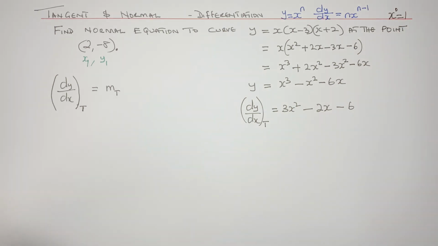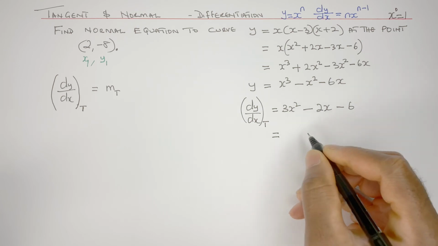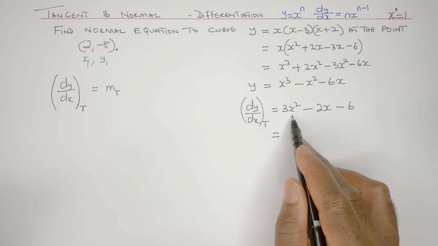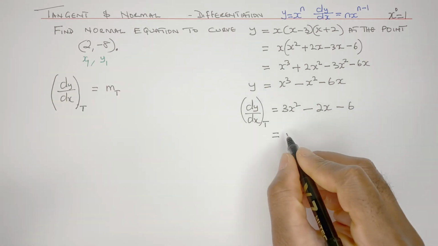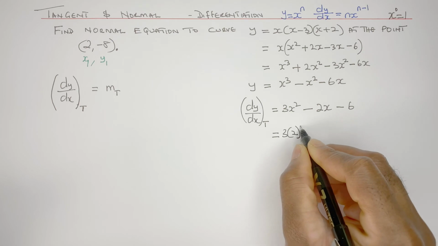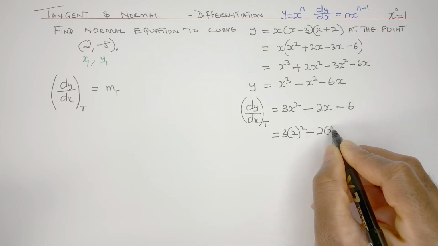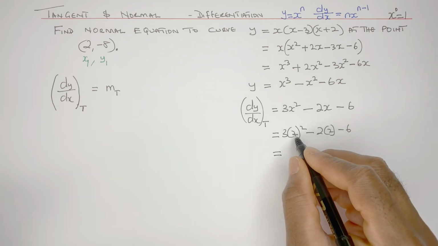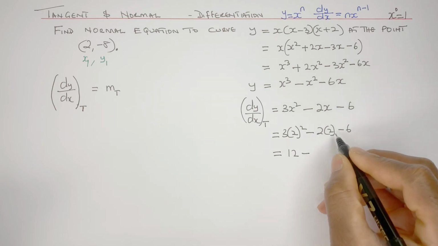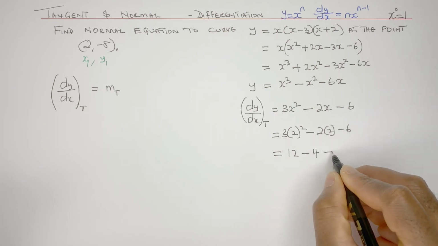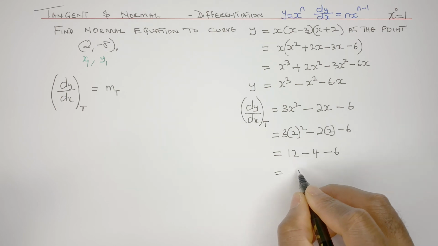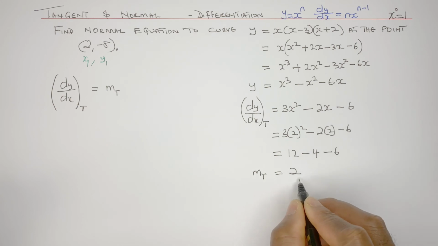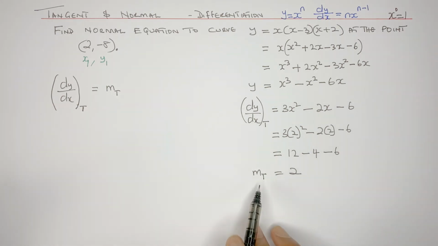So we now know the gradient, but we need the actual value of the gradient when x is 2, because these are x variables. So we're going to put a 2 there. So that would be 3 into bracket 2 squared, minus 2 into bracket 2, minus 6. 2 squared is 4 times 3, 12, minus 2 times 2 is 4, minus 6. So that would be minus 10. 12 minus 10 is 2. So the mt is 2. That's a gradient. So the gradient of the tangent is 2.